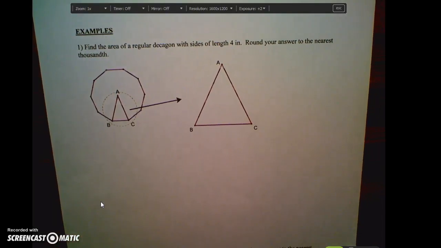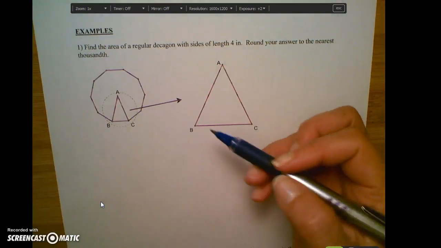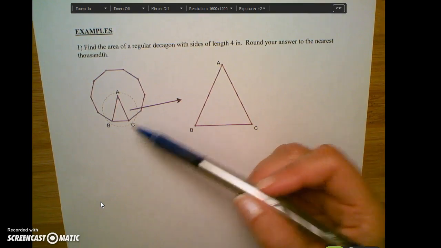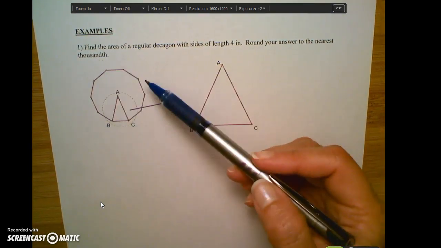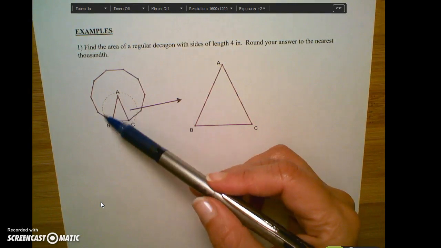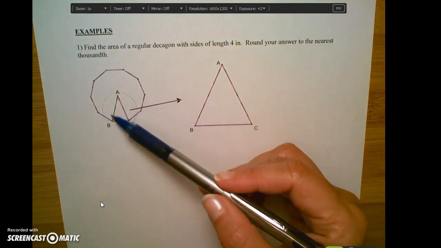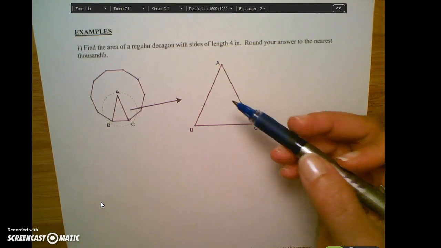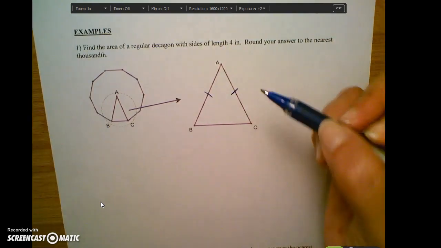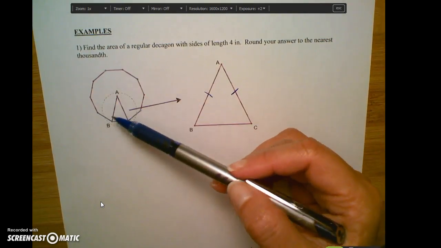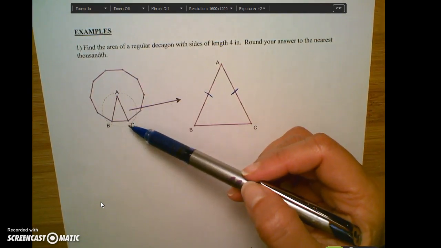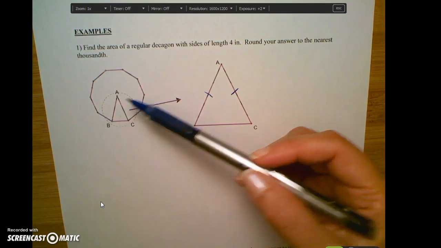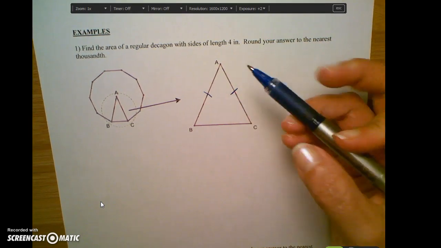Okay, so on this page, page 3, we are looking for the area of a regular decagon with sides of length 4 inches. So I've drawn the decagon, and I've drawn one of the isosceles triangles, and then I've just drawn it larger over here. What you want to keep in mind is that sometimes it's not going to be possible for you to draw out a decagon or a 20-gon or whatever. So rather than doing that, just draw an isosceles triangle.